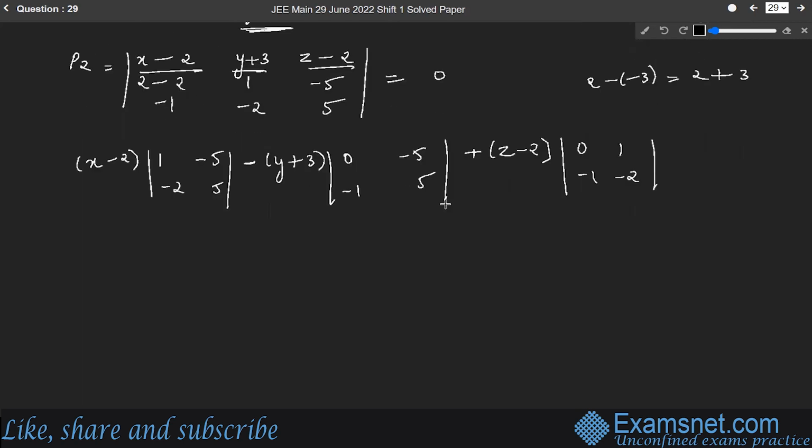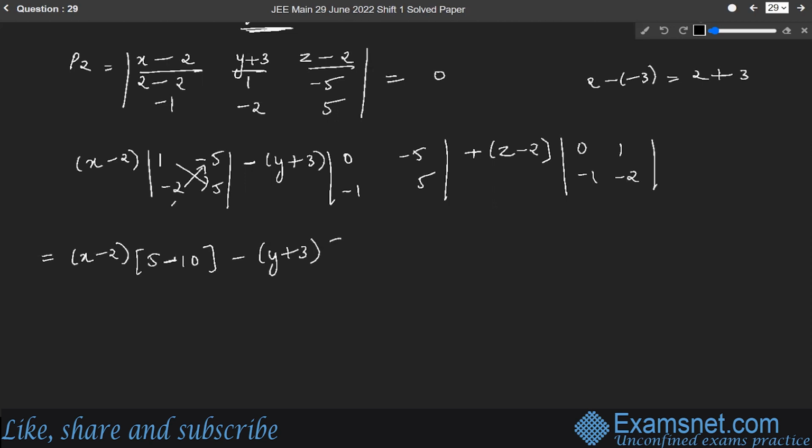All right. So this will be equal to x minus 2 into. Now we have to cross multiply. 1 into 5 is 5 minus minus 5 into minus 2, which is plus 10. We have to subtract 1 into 5 minus 2 into minus 5. So it will be 10 minus (y plus 3).